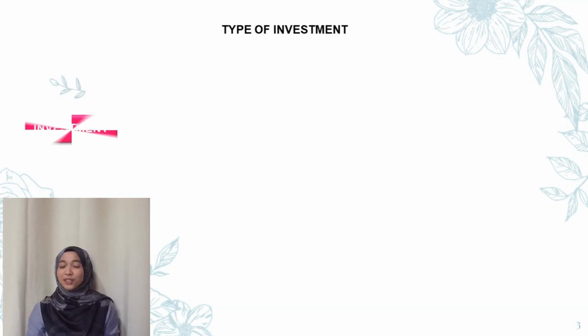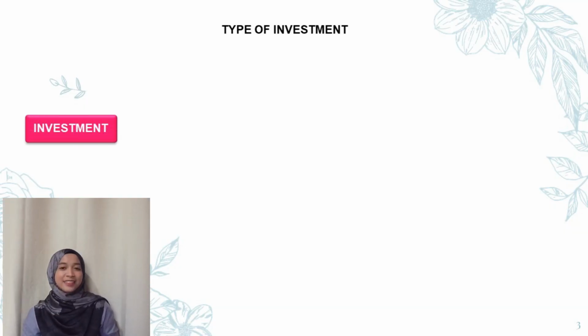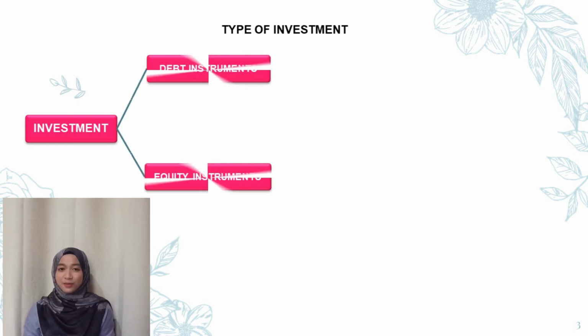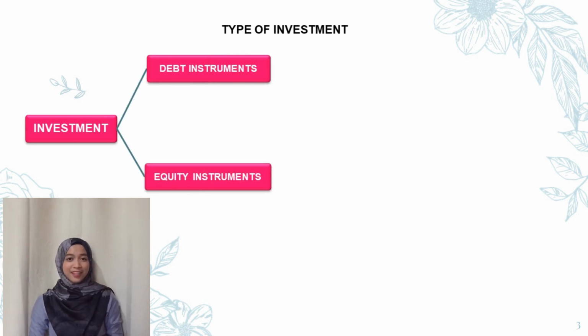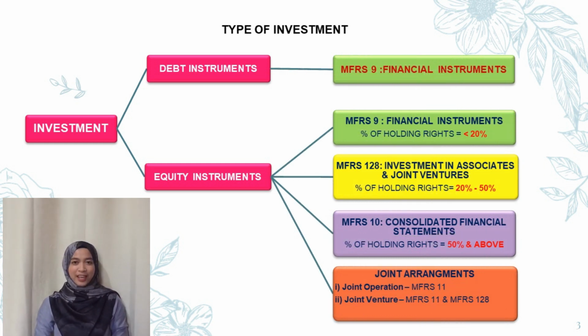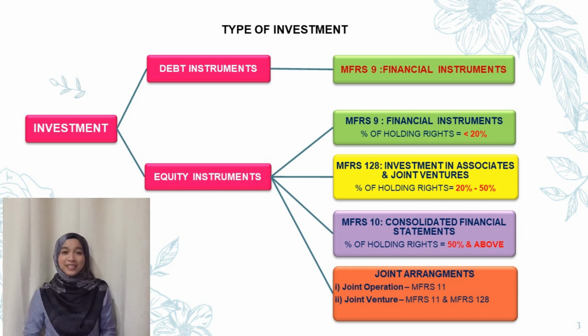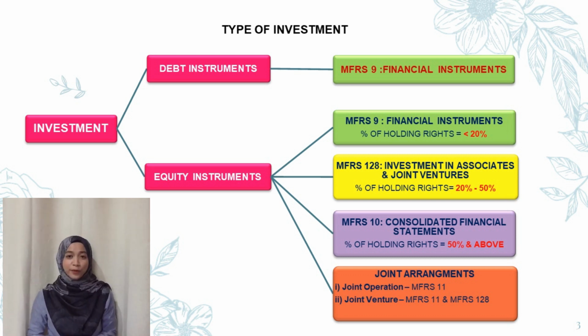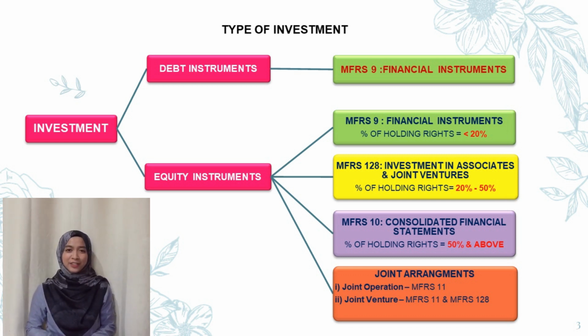Next, I will explain the types of investment. There are 2 types of investment. The first one is investment in debt instrument. In this investment, we will use MFRS 9. The second one is investment in equity instrument. There are 4 types of investment in equity. The first one is any investment where the holding right is less than 20%. So, we will refer to MFRS 9 Financial Instruments.